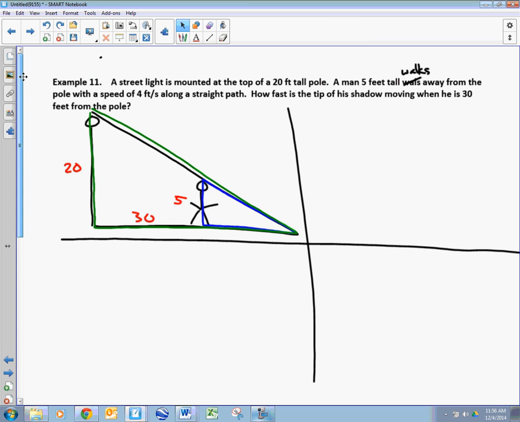Now, hold on, because every time you do a related rates problem, you should always think through some of these things. First of all, does this 20 change? No. Does this 5 change? No. Does this 30 change? Yes. He is walking away. So this does change as he walks, doesn't it? So I cannot simply just use 30. I must use a variable. What variable would you like to use? Well, D for distance.